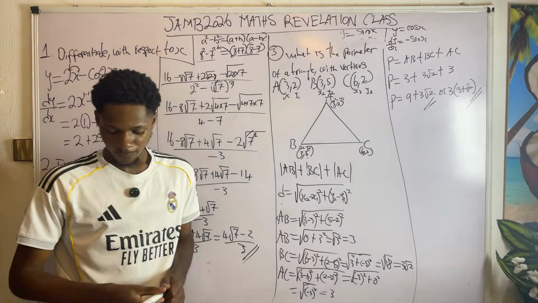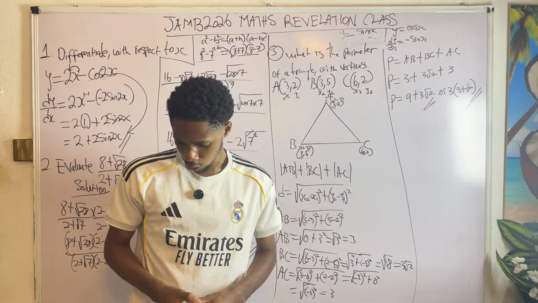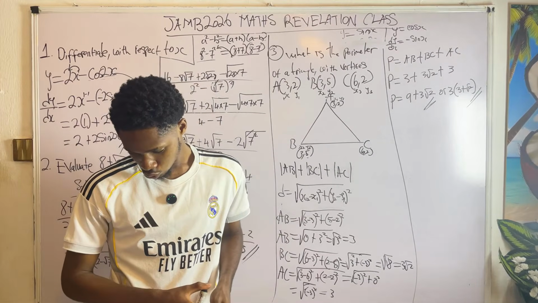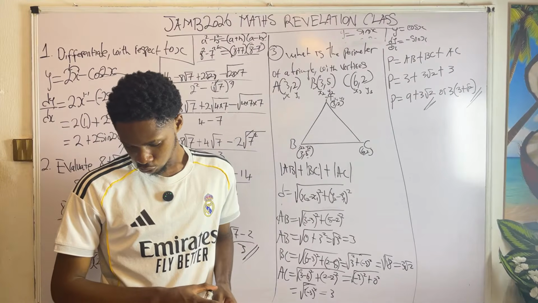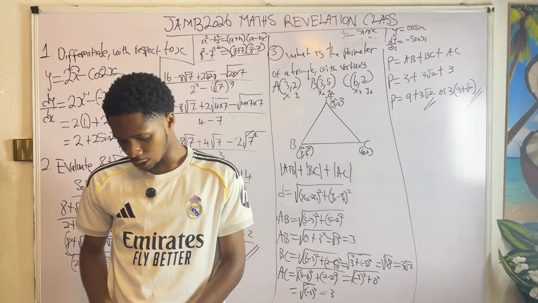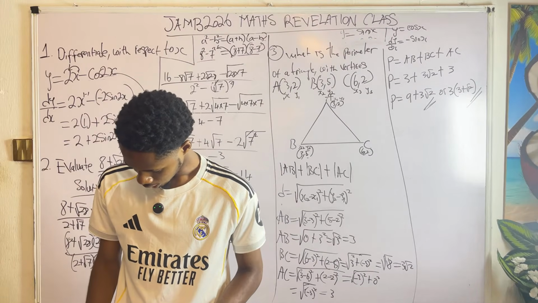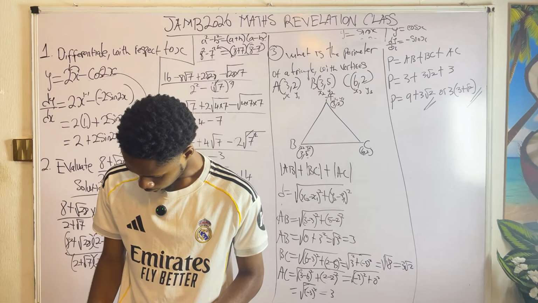And that is the perimeter of this triangle on the board. 9 plus 3 root 2. I cannot find it in the options. Let's make sure there is no mistake. Let's make sure we don't have a mistake here.